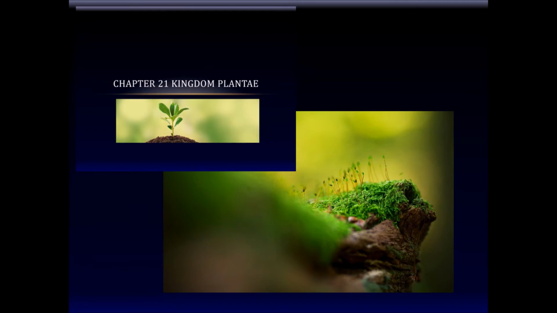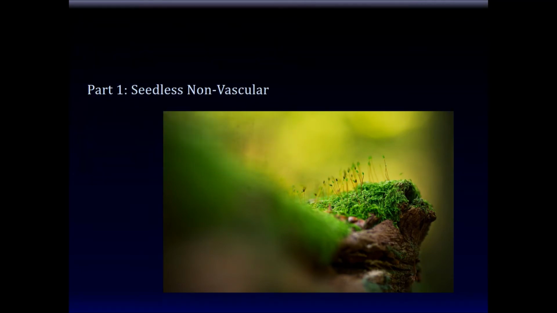Bismillahirrahmanirrahim. Today, inshallah, we'll begin our survey of the plant kingdom. Part 1 of the topic will be the seedless non-vascular plants. These are the most basic plants, evolutionary speaking.